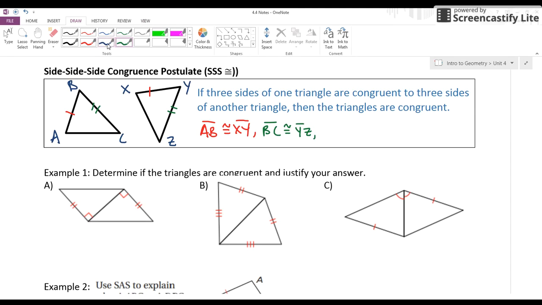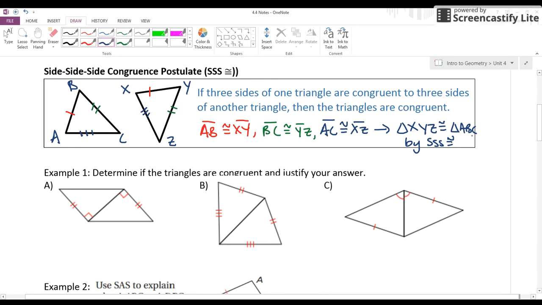And then the third thing we need to know once again is that final side for SSS. Okay, so AC is congruent to XC. If we have these three things, then we can say triangle XYZ is congruent to triangle ABC by SSS congruence. Okay, so those are the two we're going to focus on today.